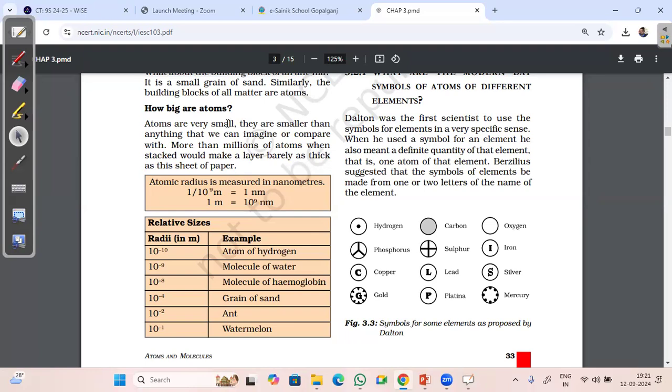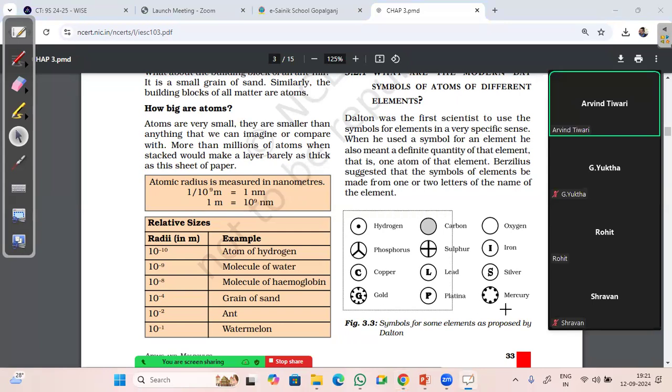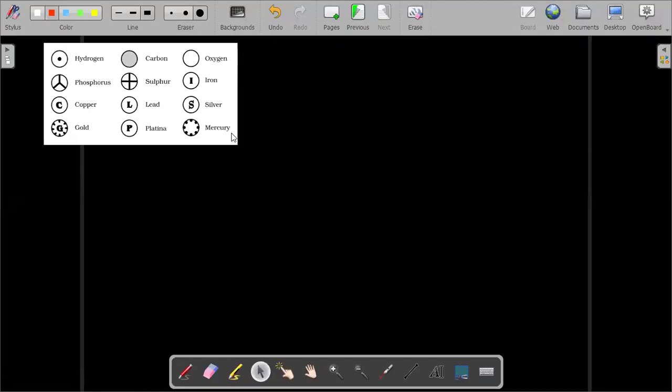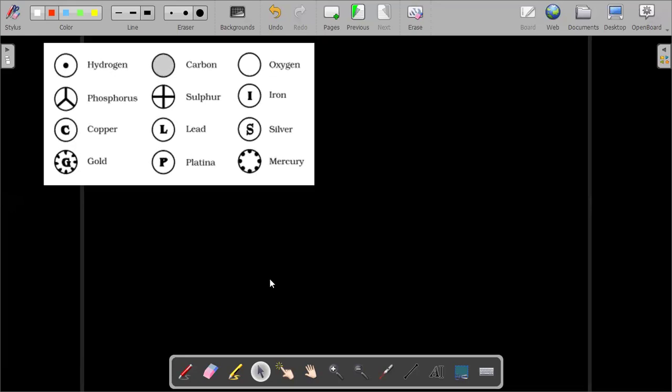Nowadays, all these symbols have been replaced with either the first letter of its name or the first letter of its Latin name. Somewhere we use the Latin name, and somewhere we use a combination of two letters. For example, hydrogen, we use the symbol H. For carbon, we use C. For oxygen, O. Phosphorus, P. So now all the symbols have changed. These were the olden time symbols.